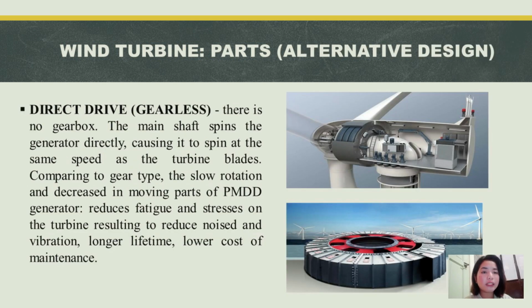Next, direct drive or gearless. There is no gearbox, and the main shaft spins the generator directly, causing it to spin at the same speed as the turbine blades. Compared to the gear type, the slow rotation and decrease in moving parts of the PMDD, or permanent magnet direct drive, generator reduces fatigue and stress on the turbine, resulting in reduced noise and vibration, longer lifetime, and lower cost of maintenance.